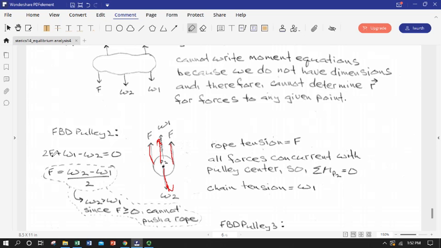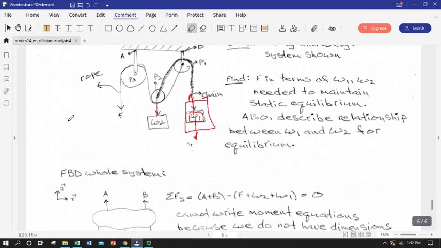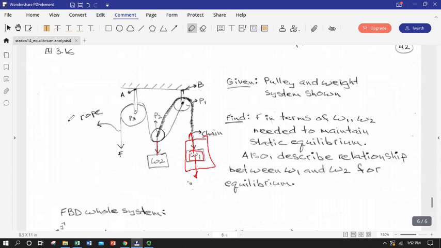So no moments, no forces in the X's, it is all forces in the Y. Very, very simple. So 2 times F plus F1 in the chain minus F2 equals 0. So this immediately gives us our force in terms of the weights, which was basically something that we were asked for. So it was a single FBD that gave it to us, because we wanted F in terms of the two weights. It's important.